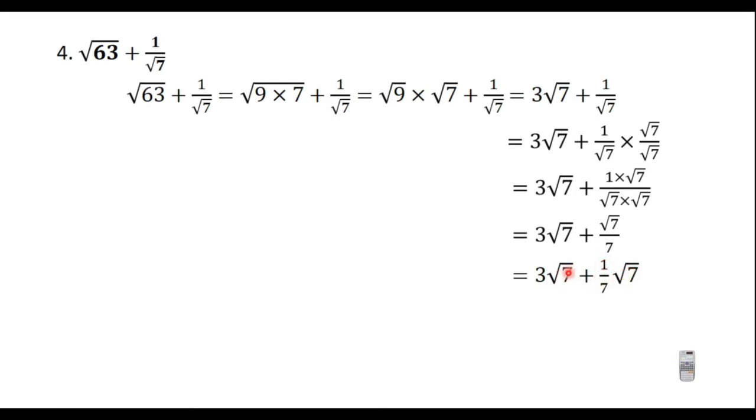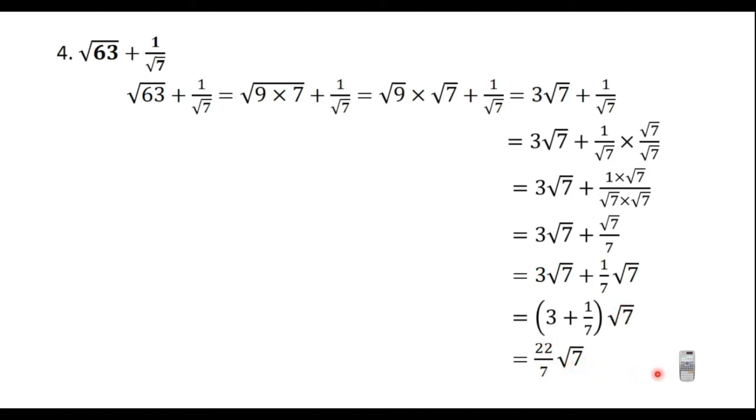Now we have 7 under this square root sign, and 7 under this square root sign. So we can add the numbers in front. Don't forget that you can only add when the numbers under the square root sign are the same. So we add 3 to 1 over 7, then square root of 7. If you watch the video on addition, you will see that 3 plus 1 over 7 will give us 22 over 7. Then we have square root of 7 here.